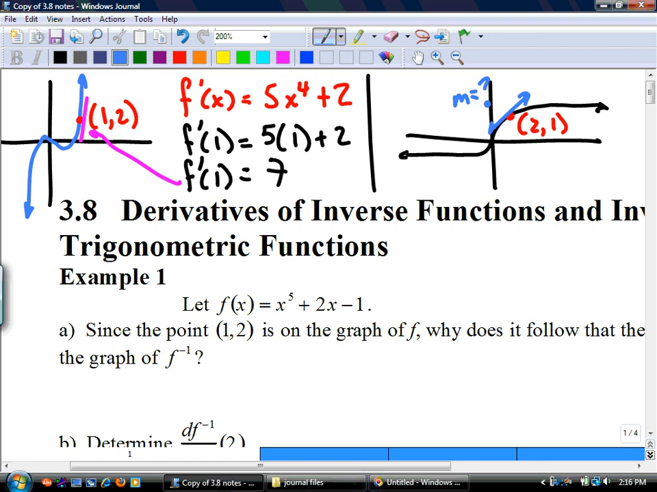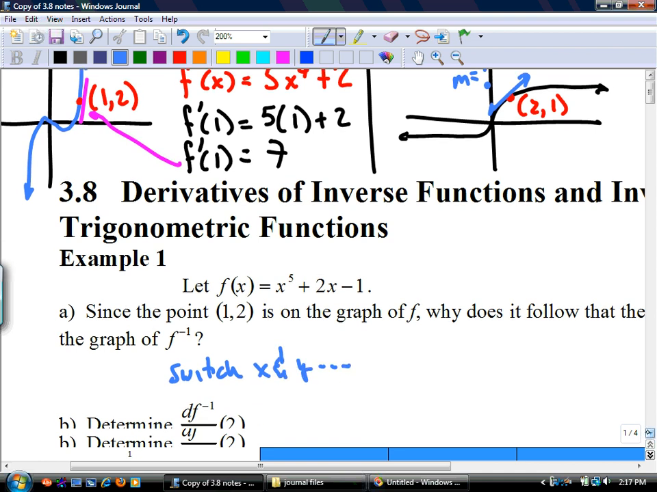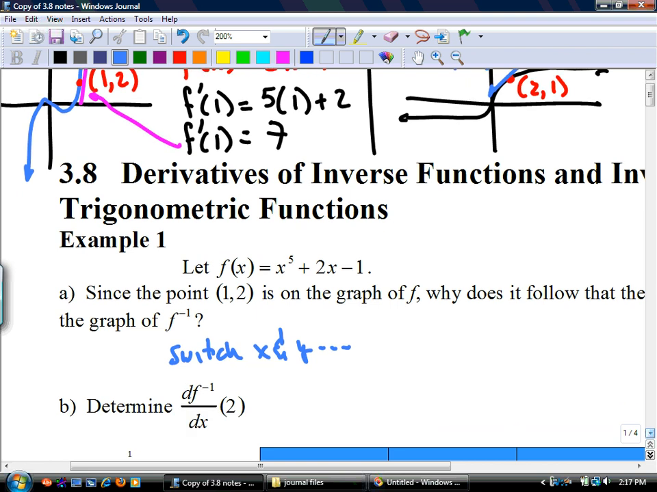So A, you can all answer without doing any work. Mr. App, since the point 1, 2 is on the graph, why does it follow that 2, 1 is on the graph of the inverse? Because when you take the inverse, what do you do? There you go. Okay, determine the inverse function. Determine the slope on the inverse function when x is 2.